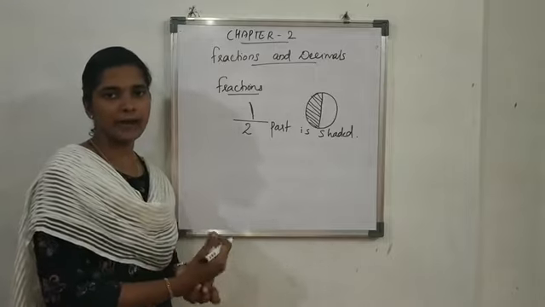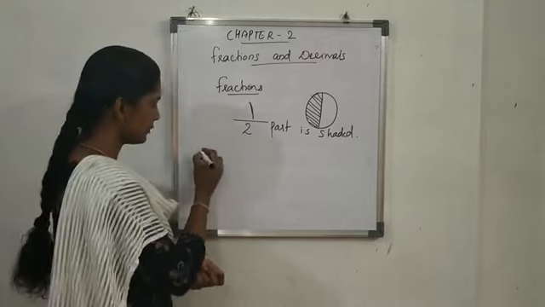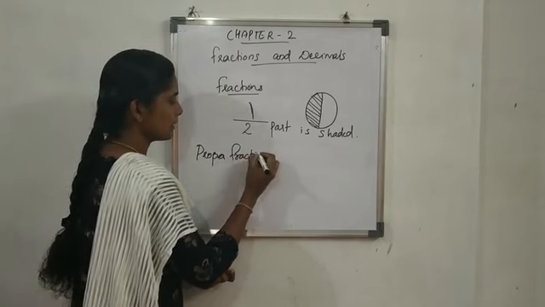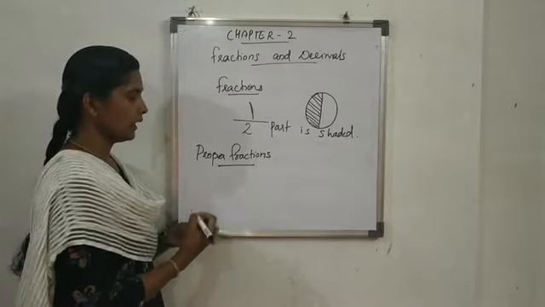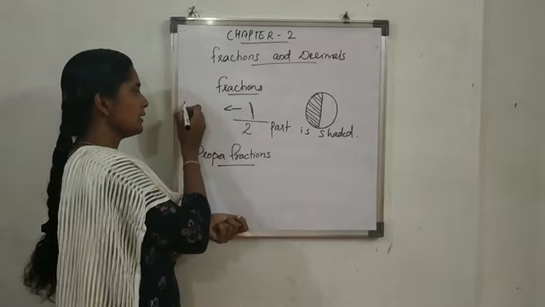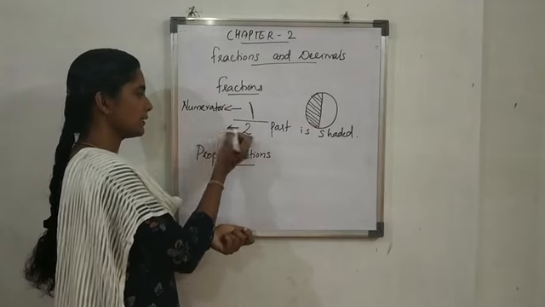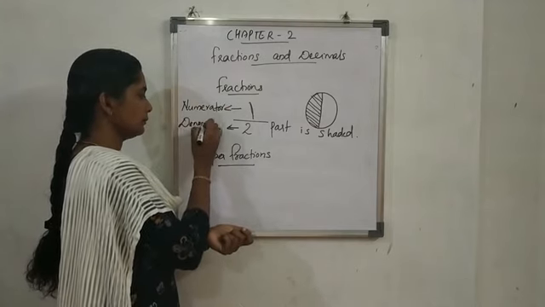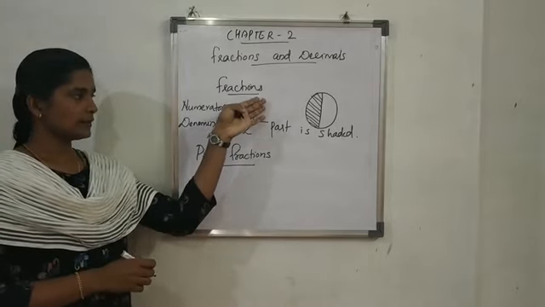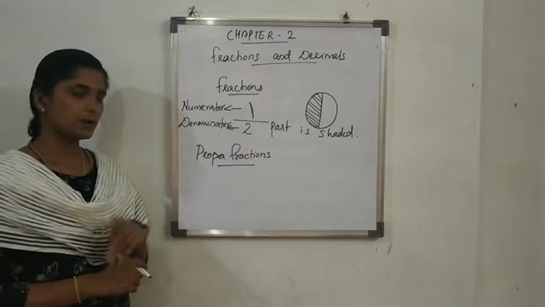Then there are different types of fractions: proper fractions, improper fractions, and mixed fractions. 3 are there. First we can see what proper fractions are. In a fraction you know there are a numerator and a denominator. This one is the numerator, and this is the denominator. The upside one is the numerator and the downside one is called the denominator.